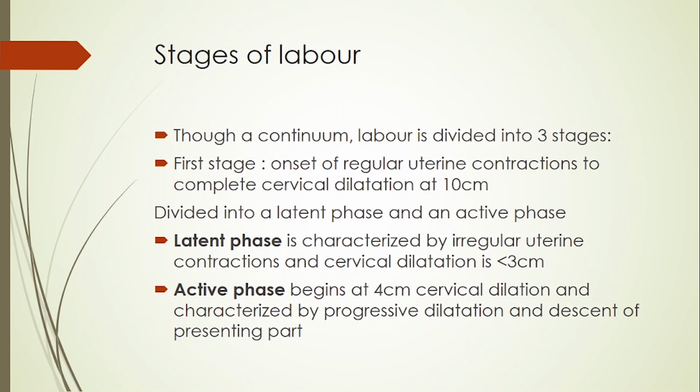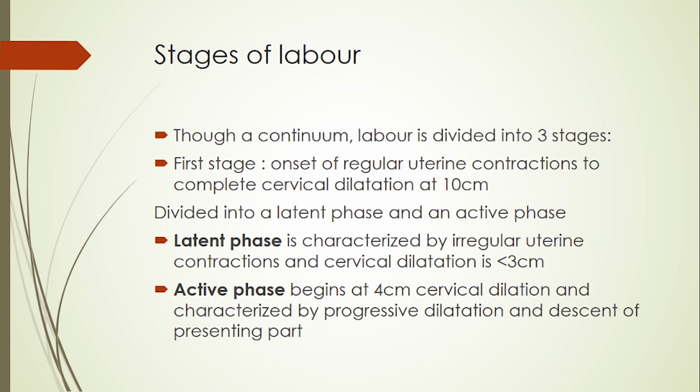So, labor comes in stages, and the stages are actually a continuum. The stages are divided into three. We have the first stage, the second, and the third stage of labor. When there's the onset of contractions that become regular, rhythmic, and painful, up to the point at which the cervix, the mouth of the uterus, becomes completely, fully dilated at 10 cm, we talk of the first stage of labor.